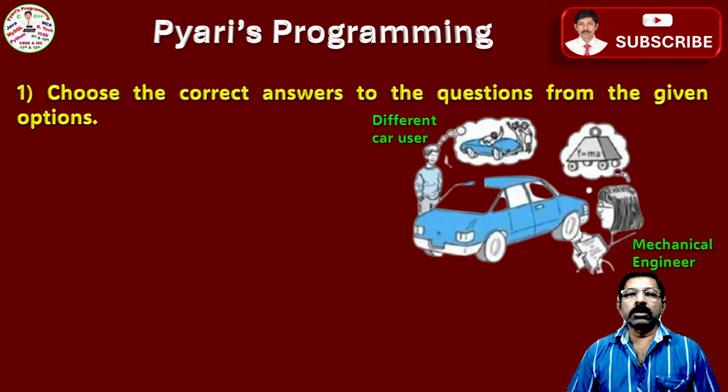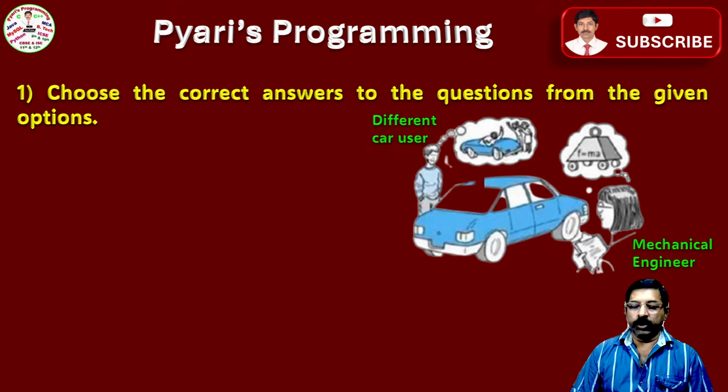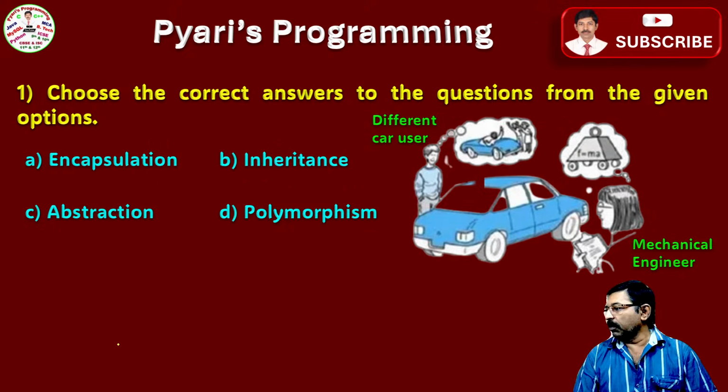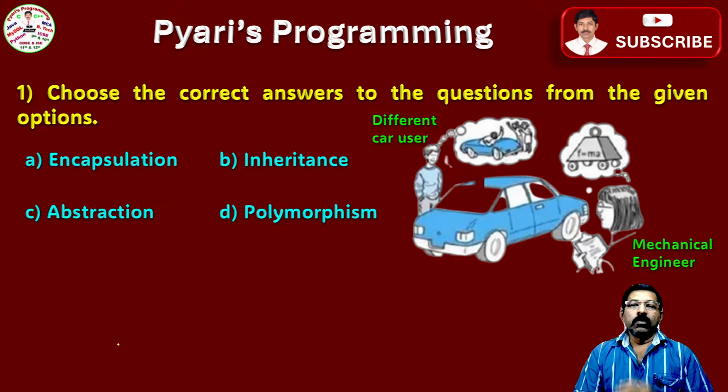Choose the correct answer to the question from the given picture. Some information is also available. Different car users, those who are using this car, and a mechanical engineer who is dealing with the engine concept. According to this figure and the information provided, which one does it indicate?